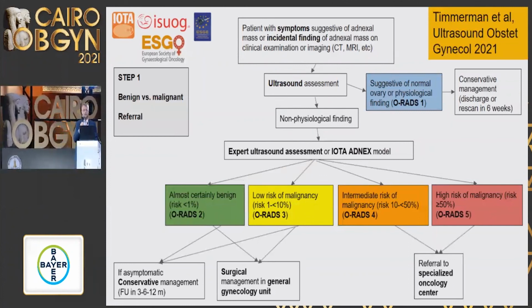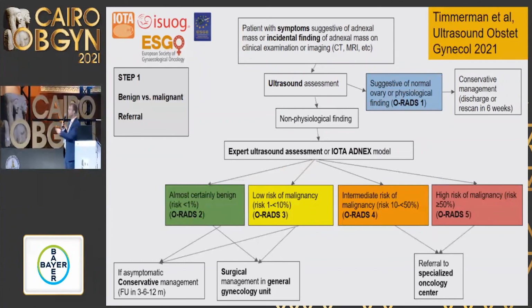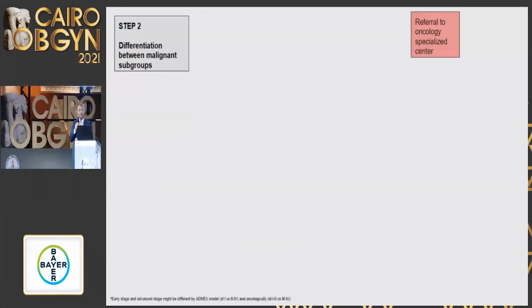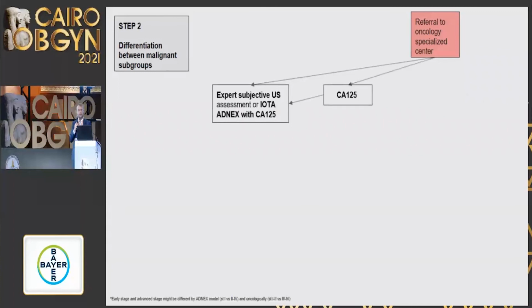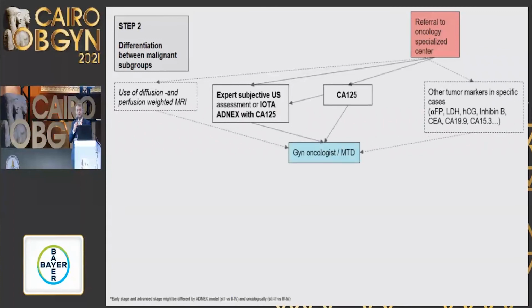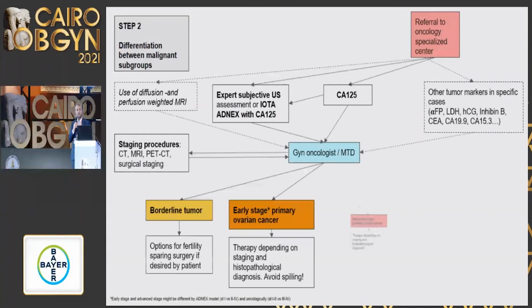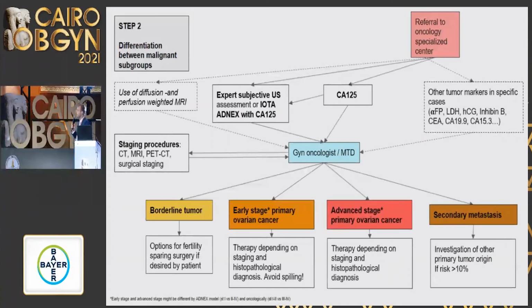So ultrasound is recommended as the first step to assess patients with adnexal tumors. And then if you don't have an expert ultrasound operator available, the ADNEX model should be used to classify the patient in the correct risk category. And then again, if you have the patient referred to the oncologist, in the second step, you can apply ADNEX with CA125 to distinguish between certain types of malignant tumors and to have the appropriate treatment strategy. So this is very novel. It's an international guideline which is now accepted, and I hope that many people will start using it.